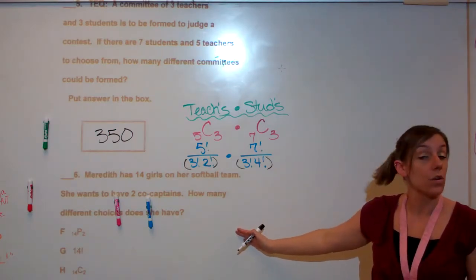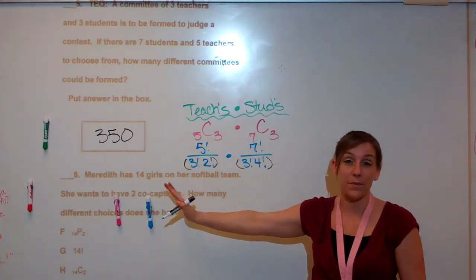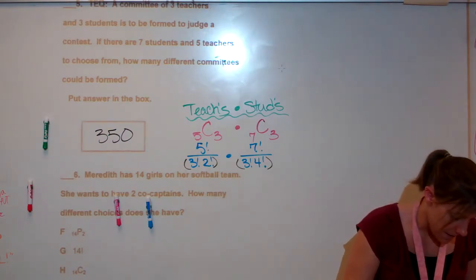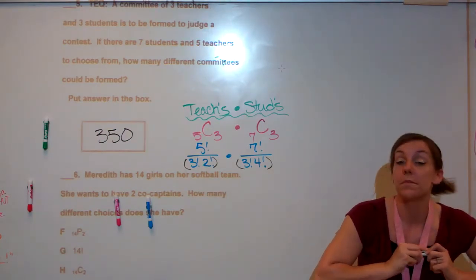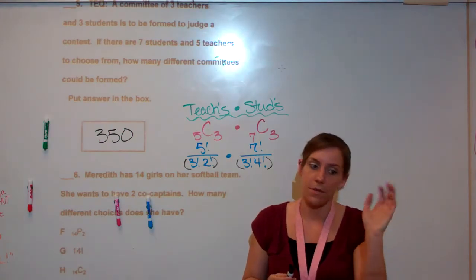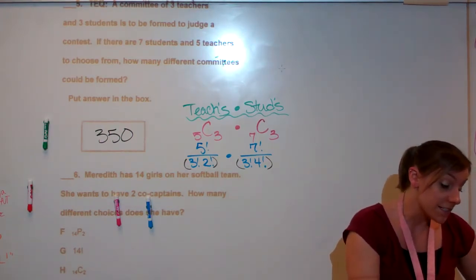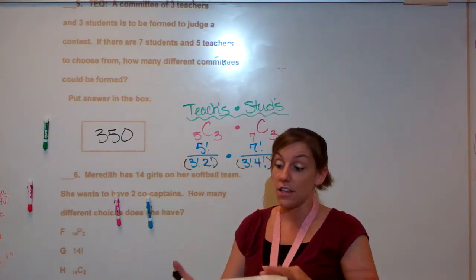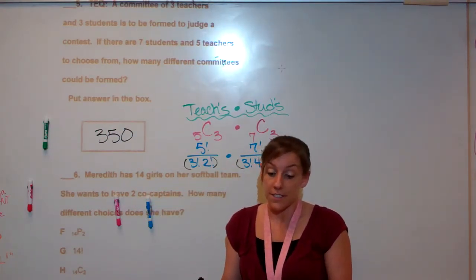Number 6, order doesn't matter. A co-captain is a co-captain. It's not like a captain and co-captain. So you would use C for that one. And then we already talked about the last problem because that had to do with the bell curve. So the last couple of pages is just an overall review of all of these. Just a lot more practice on this statistics stuff.